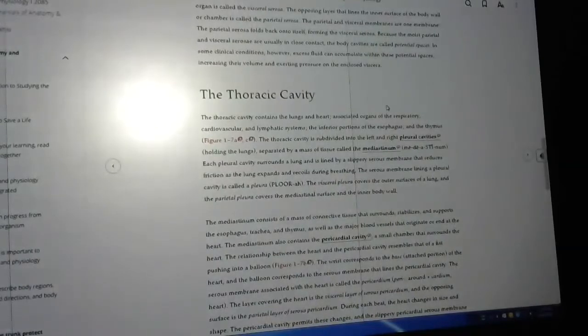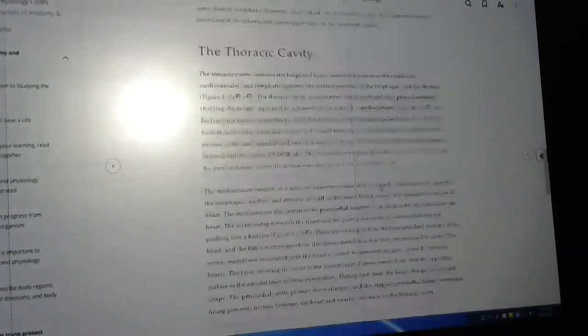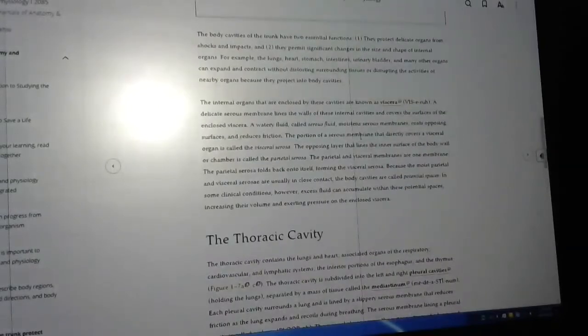Let me jump down here real quick and I'll come back up. Like this, pericardium, visceral layer of serous pericardium. That's not that hard, okay? Visceral layer means what? On the organ. Serous pericardium. And what does serous mean? Serous is a type of fluid, okay?